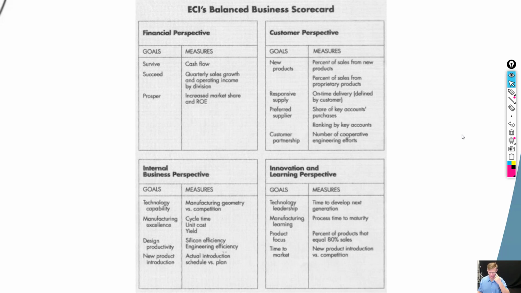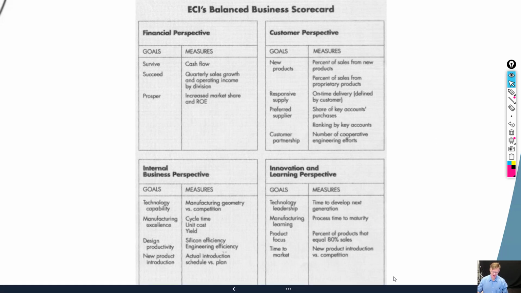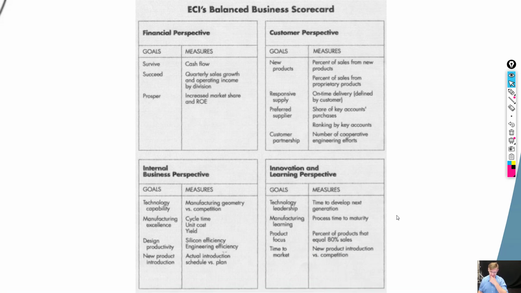Innovation and learning. Goal is technology leadership. Measure is how long is it going to take to develop new leadership. Goal is manufacturing learning. That relates to the measure, process time to maturity. In other words, apparently we're measuring the process time. Focus on product, 80% of sales. And I'm assuming when you say focus on product, then that's how many of the things we sell do we actually produce?